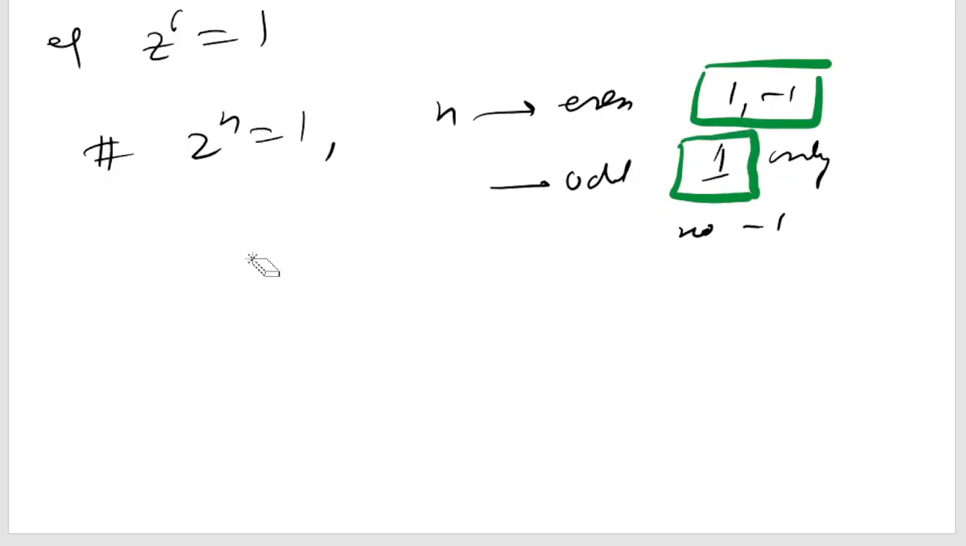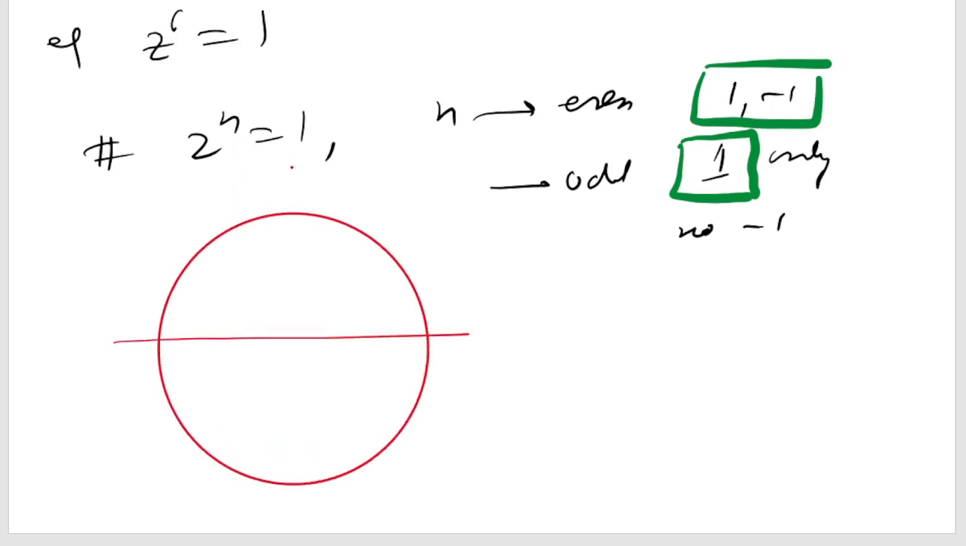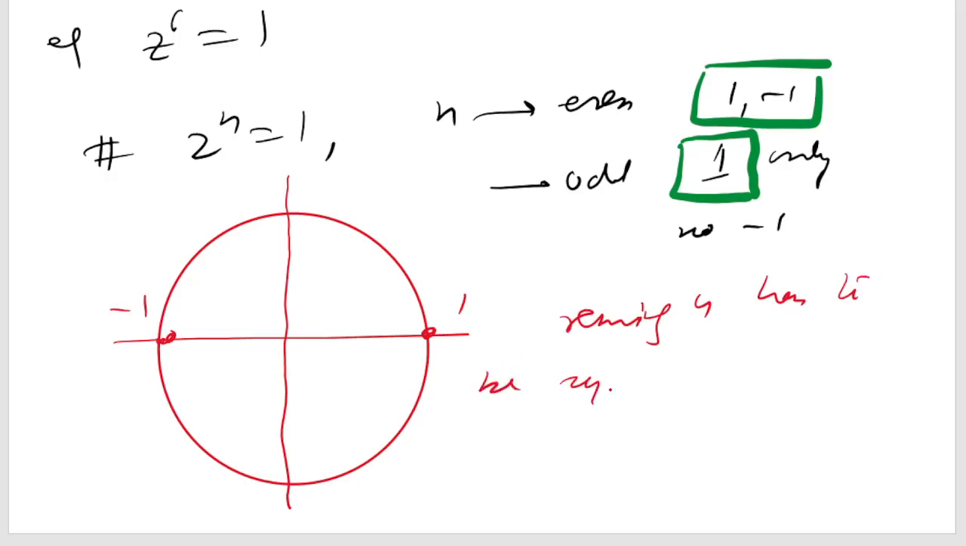That is important. Now since here z to the power 6 is equal to 1, clearly two roots we know: this is 1 and this is minus 1. Now the remaining 4 roots have to be symmetrically placed. How do we divide the symmetry? The best method is to first find the alpha value.